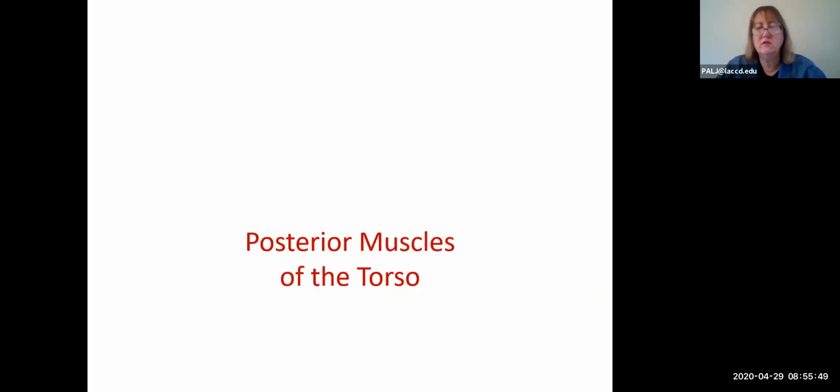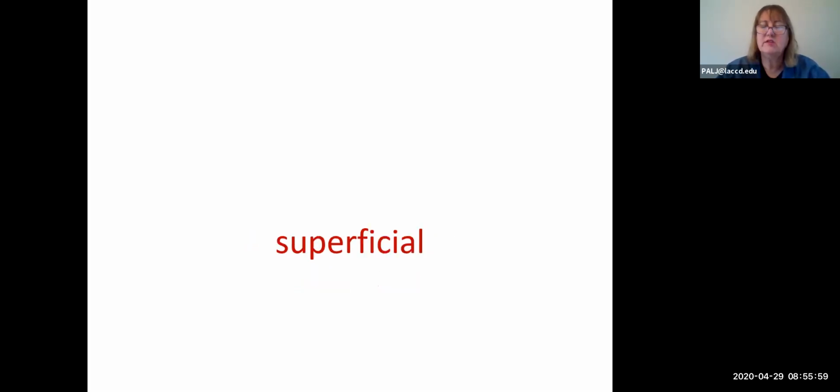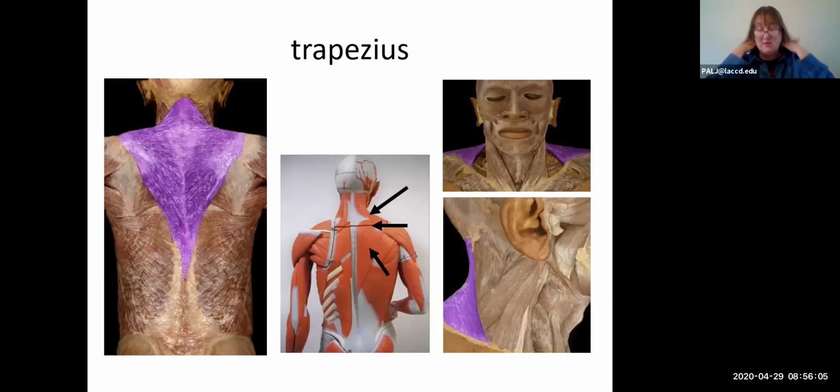Okay, so now we are going to continue our exploration of the muscles in the torso by looking at muscles that are located posteriorly. And so let's start with the superficial muscles. And the first muscle we're going to learn is the one that's commonly known as the traps. Forms this big bundle of muscles up here in the posterior neck area.